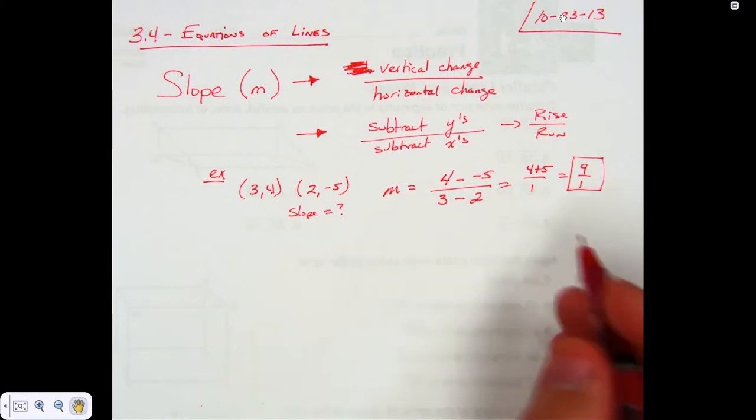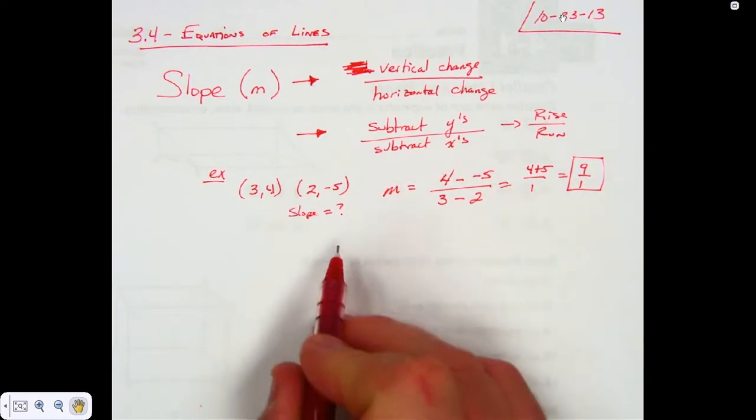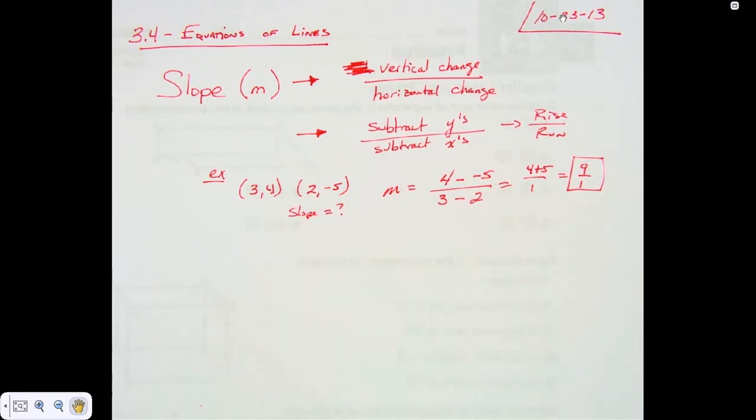If you were graphing that, you'd go to this point, and if you went up 9 to the right 1, you'd end up on the line.